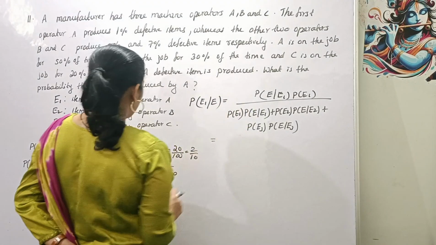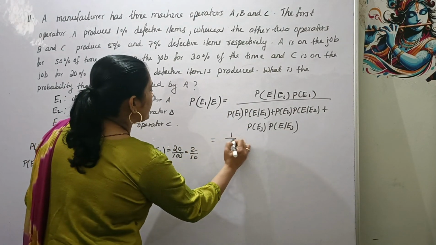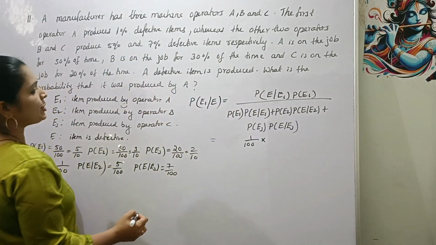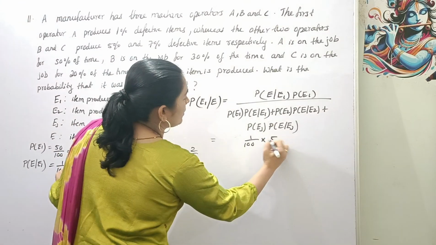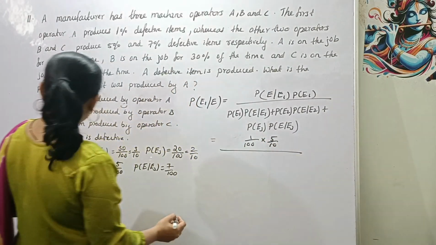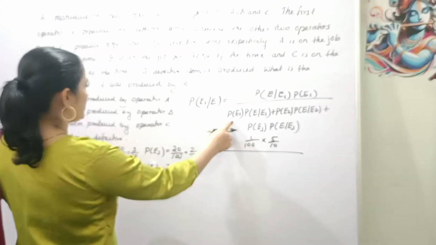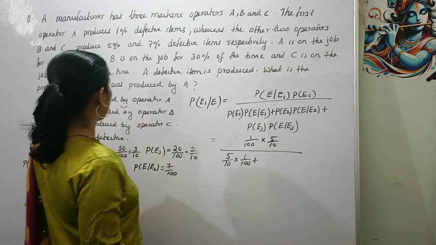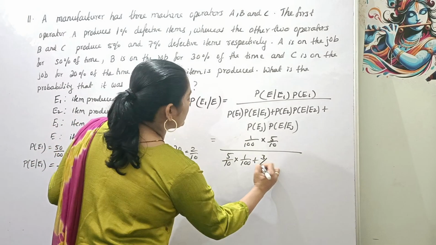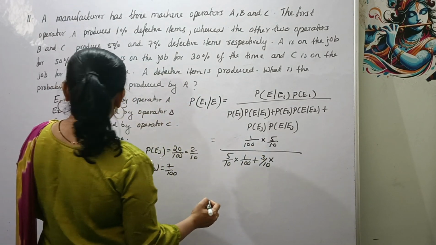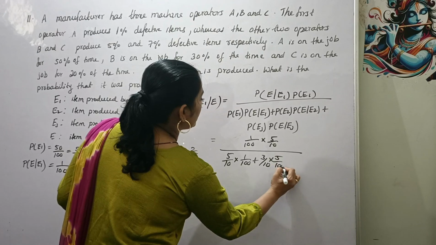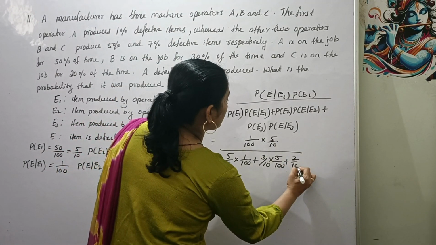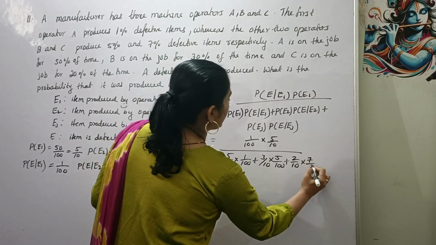So probability of E given E1 is 1 by 100, into probability of E1, 5 by 10, divided by probability of E1, 5 by 10, into 1 by 100, plus probability of E2, 3 by 10, into 5 by 100, plus probability of E3, 2 by 10, into 7 by 100.